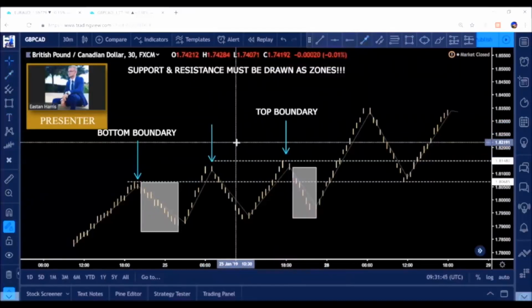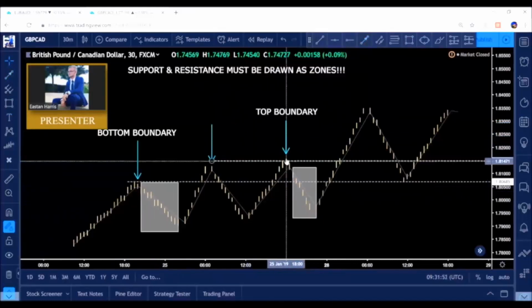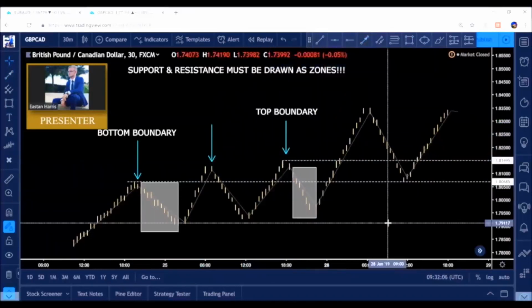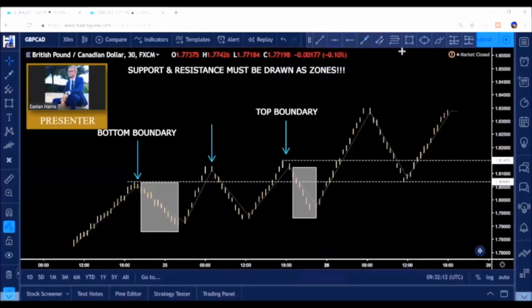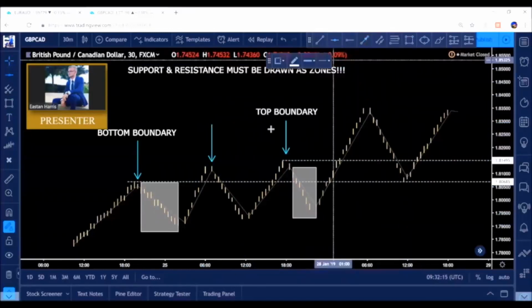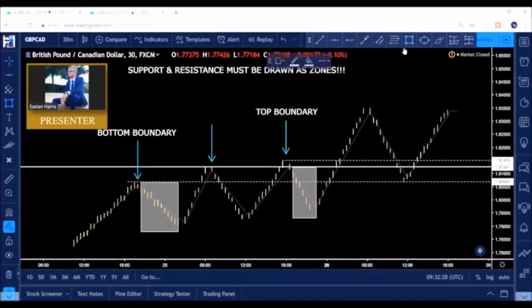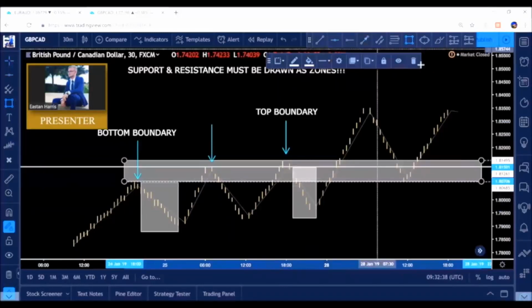We want these reactions to be accounted for. So we have our bottom boundary, we have our top boundary. Now I'll move this line over here so you can see how we get it. And this becomes our support and resistance zone. Now, if y'all remember, we had a line through here that didn't work so well for us. That was when using the line. When using this zone and accounting for these reactions, this becomes our zone.